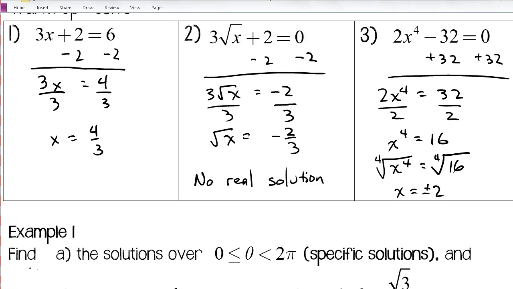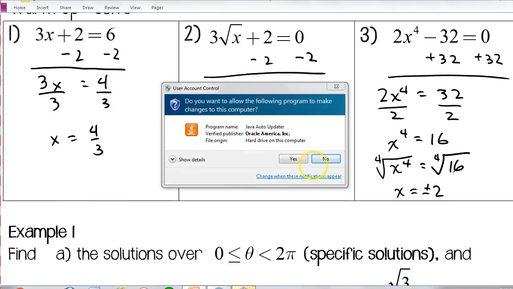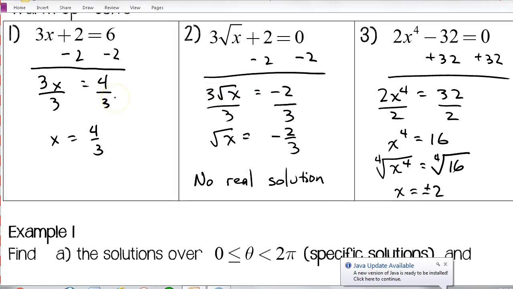Okay, so here's the solutions to these three problems. In number 1, the solution is x is equal to 3/4, and the techniques that we used were subtracting the same thing from both sides and dividing both sides by the same thing. We'll use these exact techniques when we solve trig equations. Same thing over here with number 2, subtracting and then dividing.